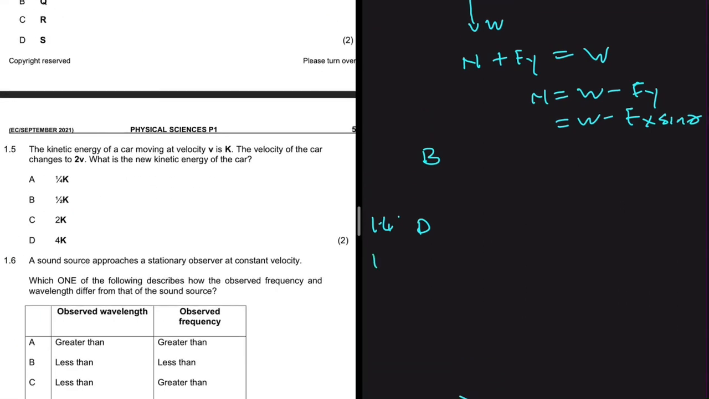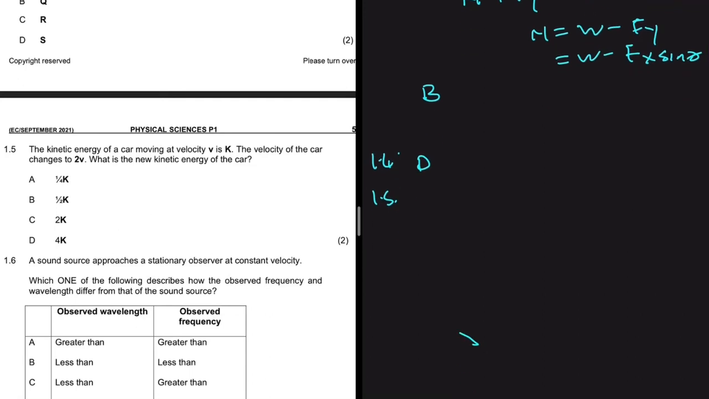And then 1.5 is saying the kinetic energy of a car moving at velocity V is K, right? The velocity of the car changes to 2V. What is the new kinetic energy of the car? So here I usually advise people to give these variables values, right? Because if you work in variables, most people can't do it, but I can, and I'm going to show you how.